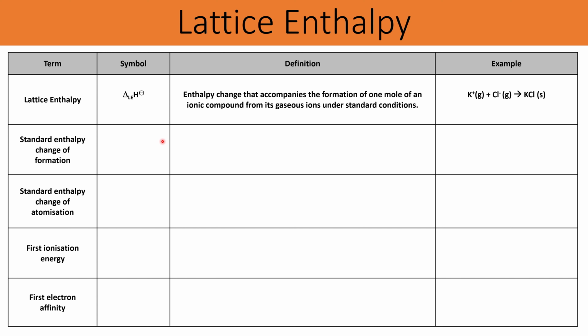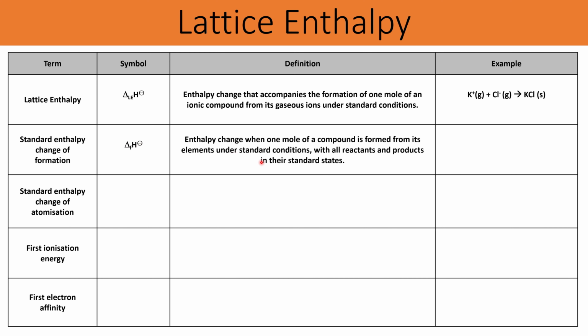Next up, you should have come across this definition before in Year 12 or AS Chemistry. This one is the standard enthalpy change of formation. Delta H for enthalpy change, standard conditions there, F for formation. So you should know this one as the enthalpy change when 1 mole of a compound is formed from its elements under standard conditions, with all reactants and products in their standard states. So if we're going to try and form solid potassium chloride, then all we need to do is have a balanced equation to form 1 mole of potassium chloride solid from whatever elements that's made from, so potassium and chlorine.